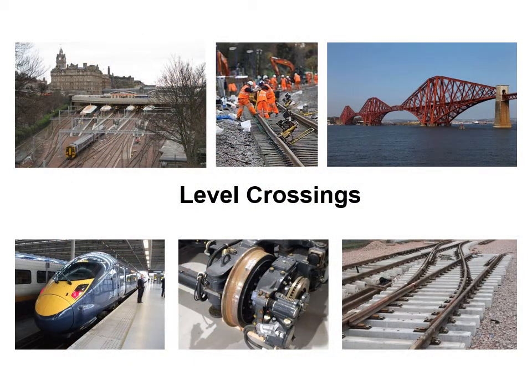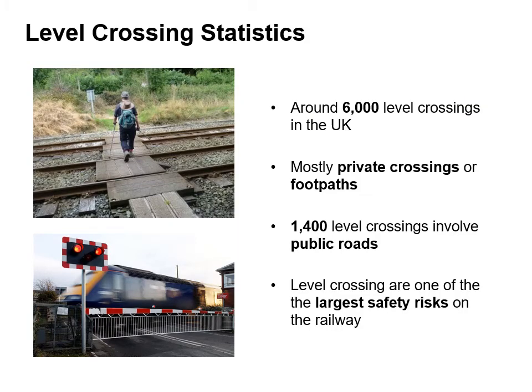So now let's have a look at the subject of level crossings. There's approximately 6,000 level crossings in the UK. They're mostly private crossings or footpaths. There's about 1,400 level crossings that involve public roads, and level crossings are one of the largest safety risks on the railway.